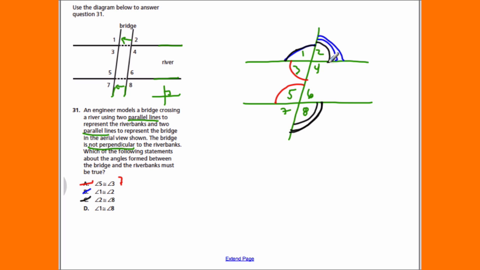Angle 1 is congruent to angle 4 because these two angles are vertical angles, and vertical angles are congruent. Then what about angle 4 and angle 8? Those two are both obtuse, but more importantly, they are what we call corresponding angles. So those two are congruent. Angle 4 and 8 are congruent. Angle 1 and 4 are congruent. That means angle 1 is congruent to angle 8. So D is our best answer for 31.